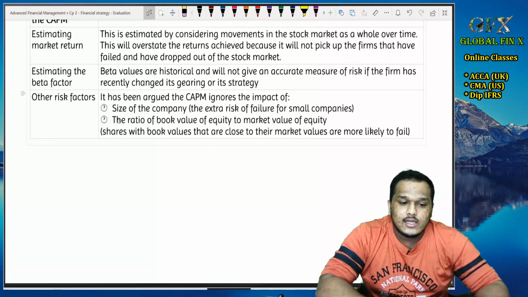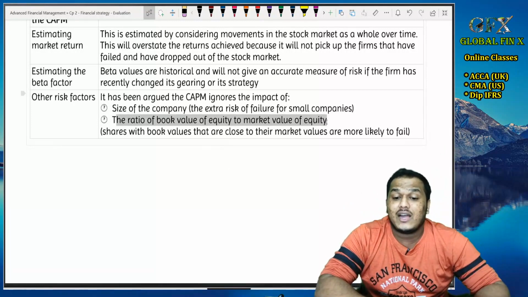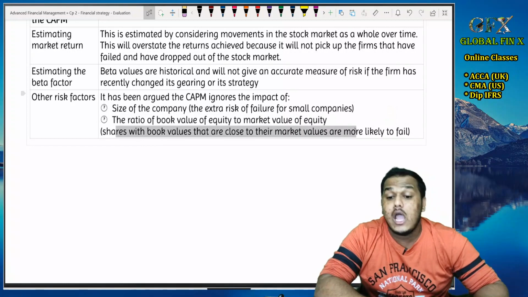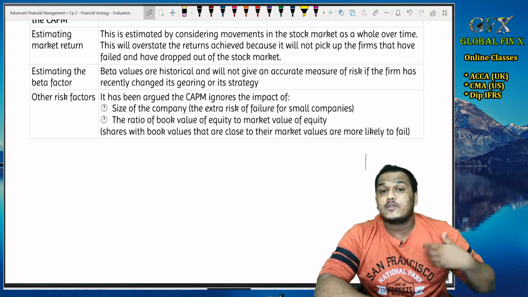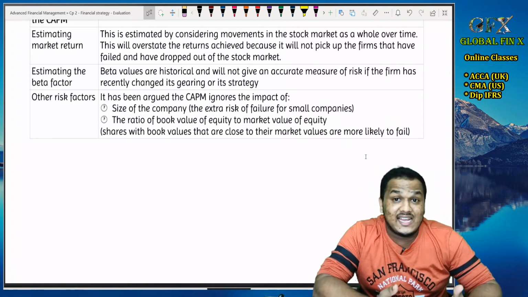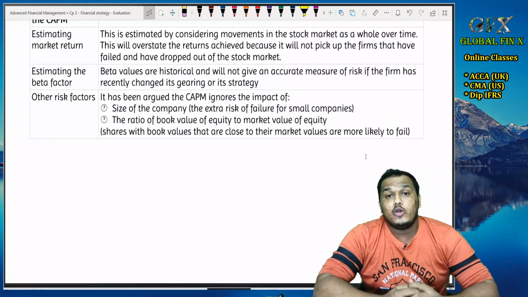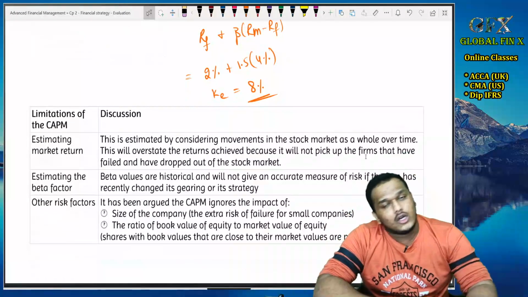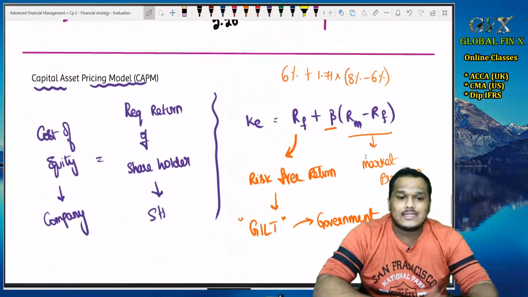Okay, see, the ratio of book value of equity to the market value of equity: shares with book values that are close to their market values are more likely to fail, because people don't exactly believe in your company's stock. That is why they are not ready to pay any extra premium to you over and above your book value. So in that case, if the market is crashing, your share also will drop. So your beta is usually high.